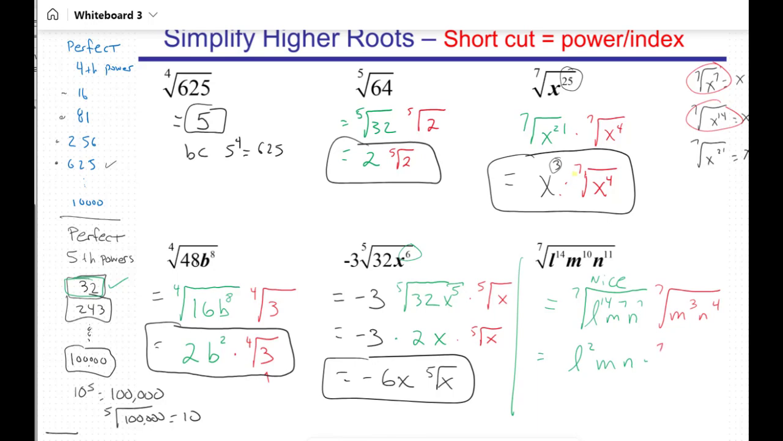Now the 7th root of m cubed is stuck. I can't make that better. The 7th root of n to the 4th is stuck. I cannot make that better. That is the final simplified answer.